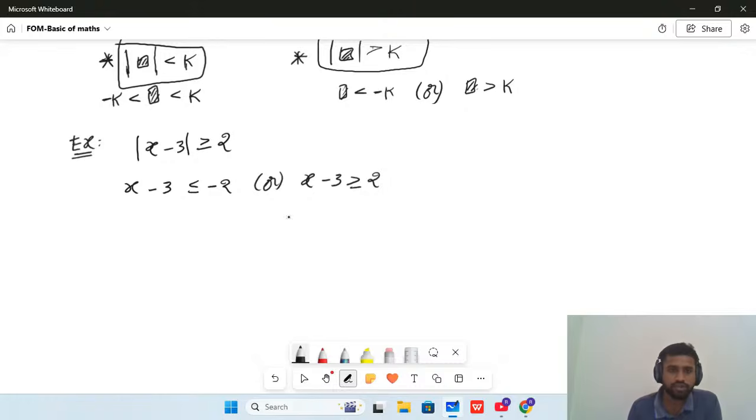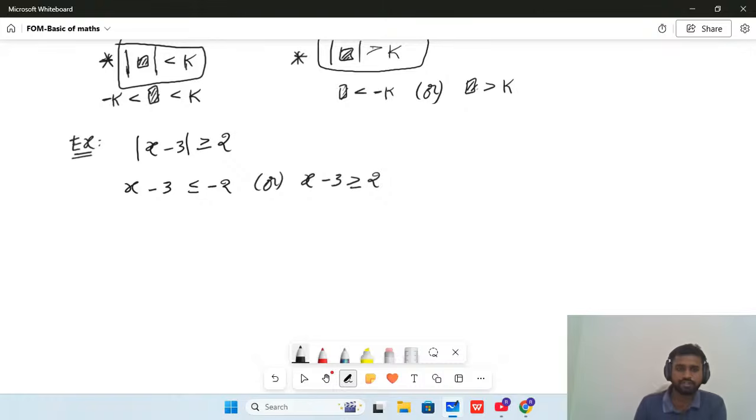And how did these two expressions come? Once by opening this modulus with a positive sign, x minus 3 is greater than or equal to 2. By opening this modulus with a negative sign, again by multiplying with the negative on both sides, x minus 3 will be less than or equal to minus 2.